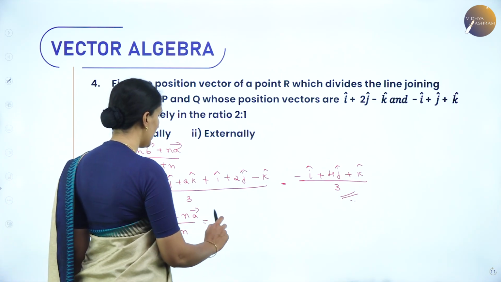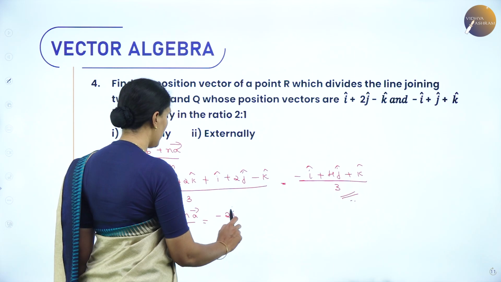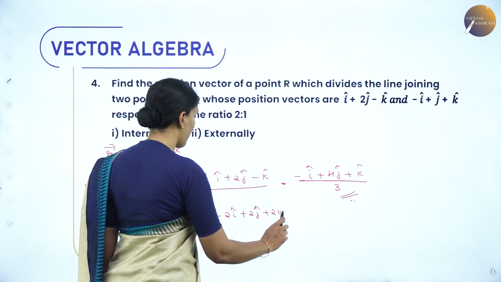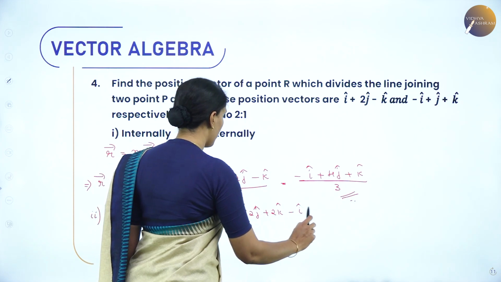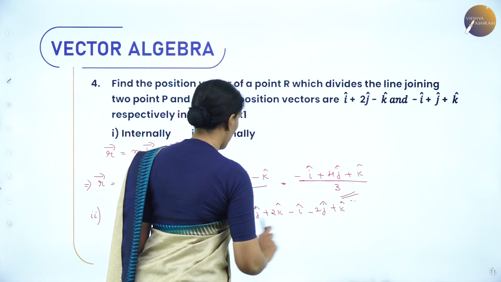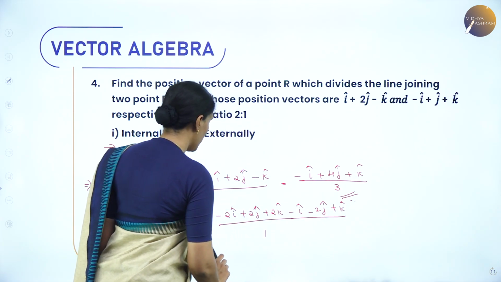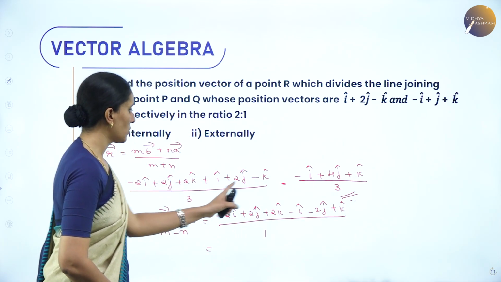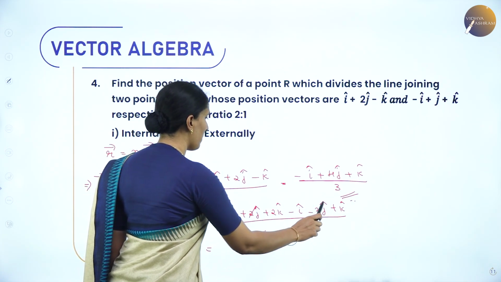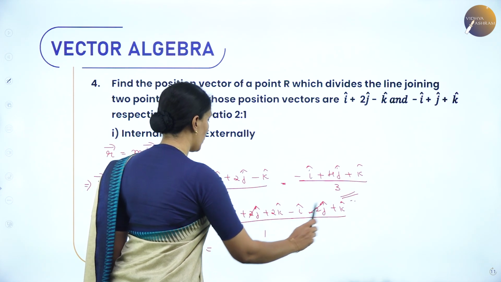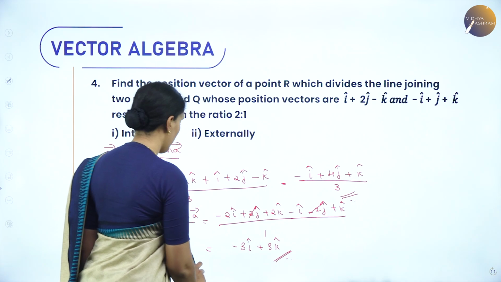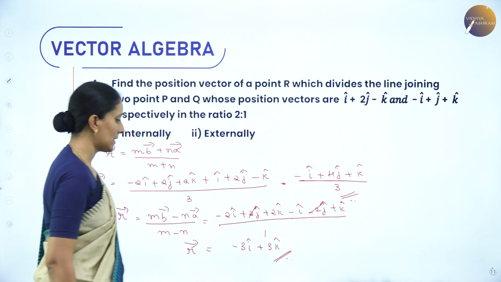Now, mB again, that is (minus 2i plus 2j plus 2k) minus (i minus 2j plus k), whole divided by 1. So, if we solve this, minus 2i minus i is minus 3i, plus 2j minus 2j gets cancelled, 2k plus k is 3k. So, this is vector R in case of external division.